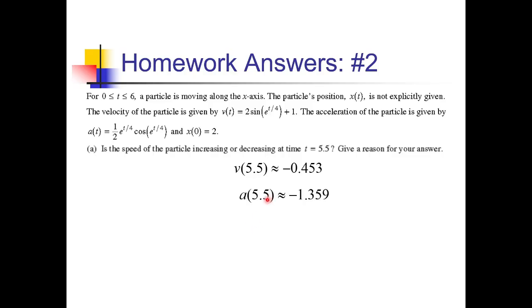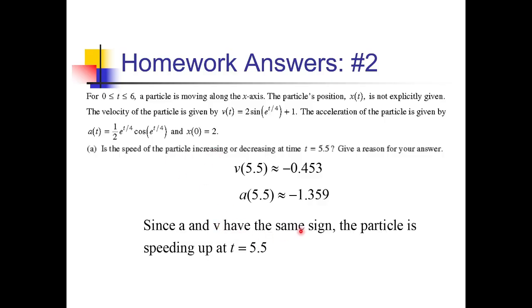Since the signs of velocity and acceleration are the same, they're both negative in this case, that's telling us that the particle is increasing in speed. So since a and v have the same sign, particle is speeding up at time 5.5.